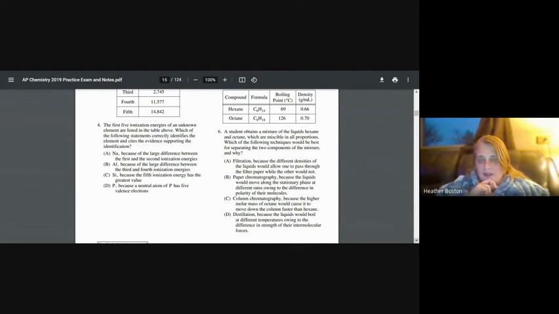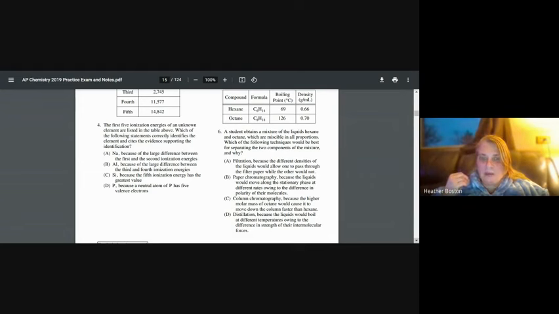Number 6 is kind of a lab question. This was way back in the beginning of the year. We did the things that we could do, which were filtration. Filtration separates based on differences in states of matter. So filtration will separate solids from liquids. Paper chromatography separates based on differences in polarity. These are both nonpolar, so that wouldn't be appropriate here.